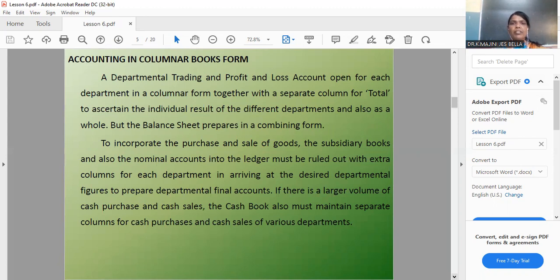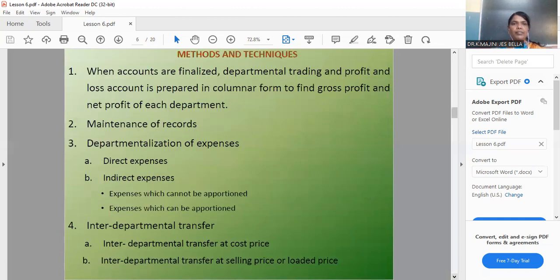But the balance sheet is prepared in a combined form. To incorporate the purchase and the sale of goods, the subsidiary books and also the nominal accounts in the ledger must be ruled with extra columns for each department in arriving at the desired departmental figures to prepare departmental final accounts. If there is a larger volume of cash purchases and cash sales, the cash book also must maintain separate columns for cash purchases and cash sales of various departments.